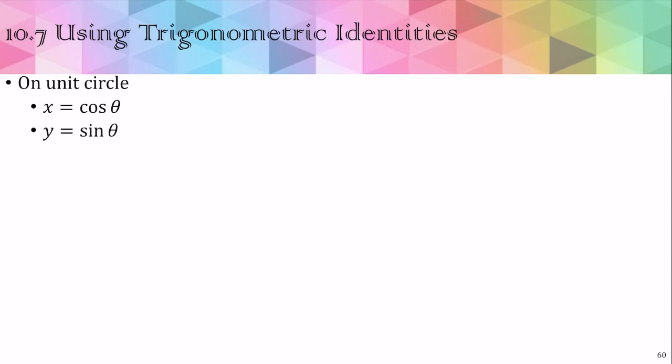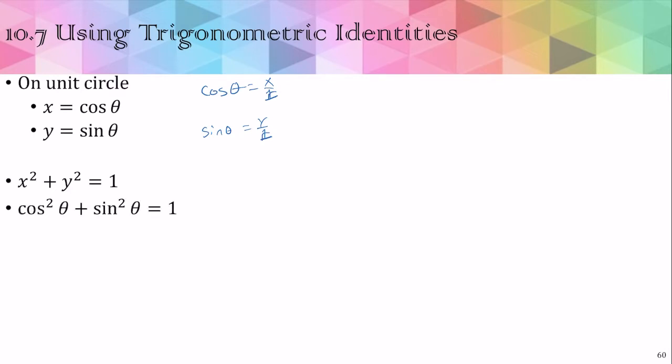On the unit circle, x is cosine theta. That was because cosine was x over r. If r is 1, because it's a 1 unit, cosine is just x. Likewise, y is just sine, because sine was y over r. But if r is 1, it's just y. The equation of a unit circle is x squared plus y squared equals 1. So if I substitute that in, I get cosine squared plus sine squared equals 1.